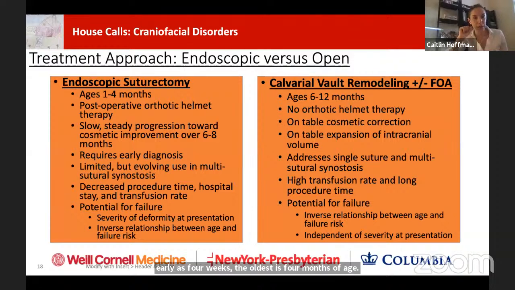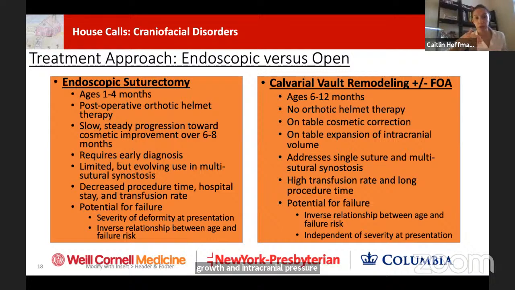These children need to be placed in a post-operative helmet for approximately 6 to 8 months. It depends on when the surgery is performed, but typically until age one. The onus is on the child's brain growth to then perform a slow and steady progression towards cosmetic and functional improvement over those 6 to 8 months, because we're not doing any of that work on the table. We're simply removing the abnormal bone on the table during surgery. And then it's allowing that natural history of brain growth to perform that correction, both in calvarial morphology, but also in terms of allowing enough space and place for brain growth and intracranial pressure.